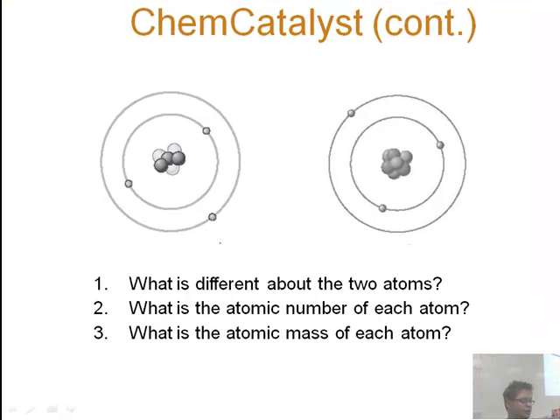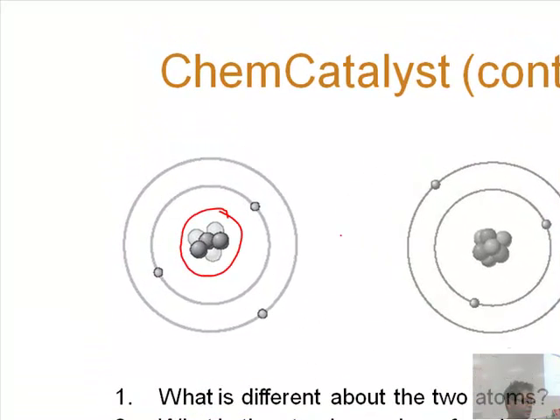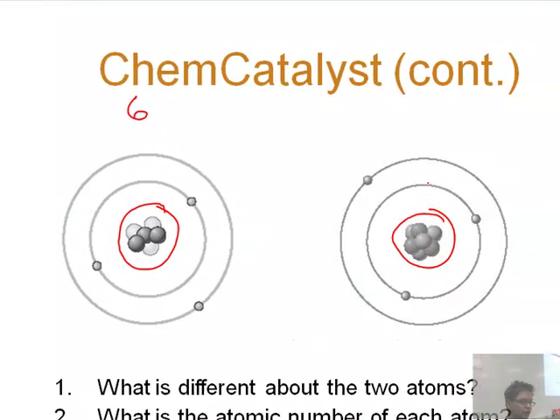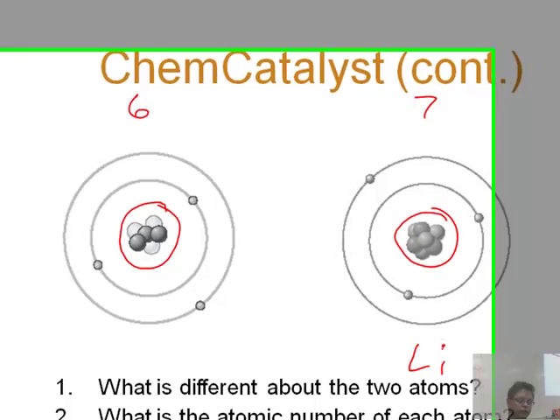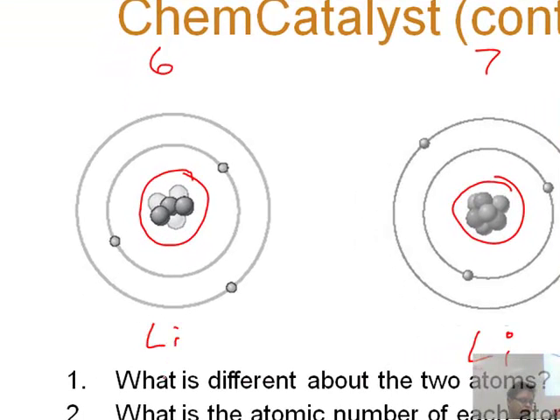Okay, you can definitely see that there's something different about the atoms, and it involves this area of the atom here, called the nucleus. Now in this case over here, this picture, we have 6 total pieces: 1, 2, 3, 4, 5, 6. In this one we've got 1, 2, 3, 4, 5, 6, 7 total pieces. Okay? Now both of them are lithium.